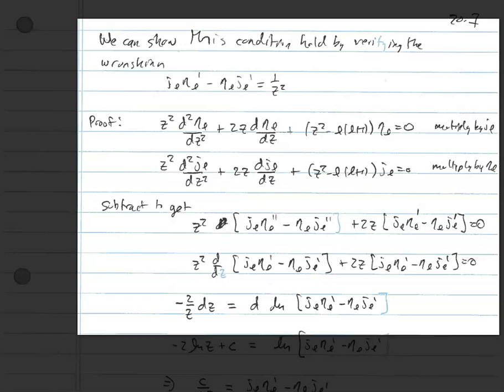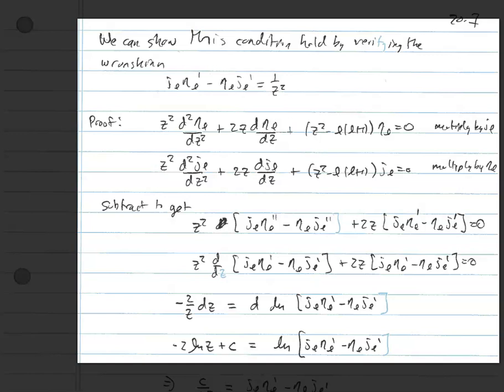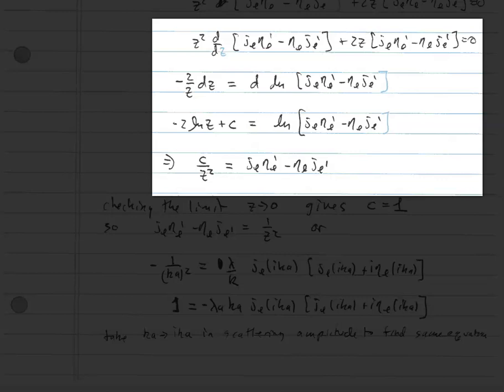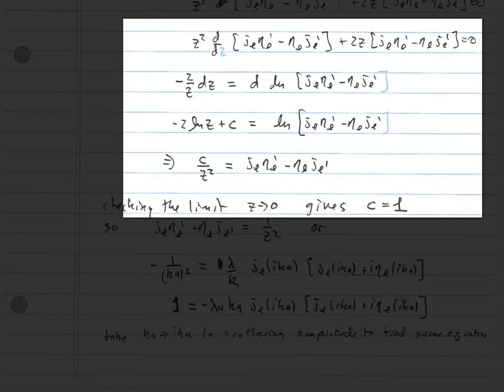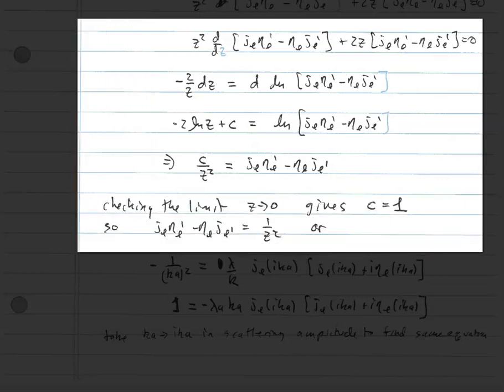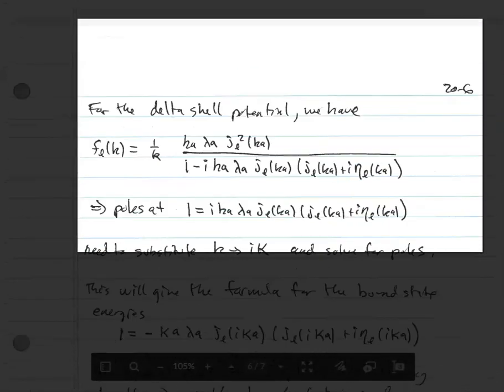So we can integrate both sides. I get the logarithm on the right-hand side, and I just get minus 2 log z plus a constant on the left-hand side. We then exponentiate, and we get c over z squared equals j_l A_l prime minus A_l j_l prime. We then take a look at this in the limit where z goes to 0, and that tells us the constant is equal to 1, just by matching the dominant terms in the limit where Ka is small. And so we have shown that j_l A_l prime minus A_l j_l prime is equal to 1 over z squared.